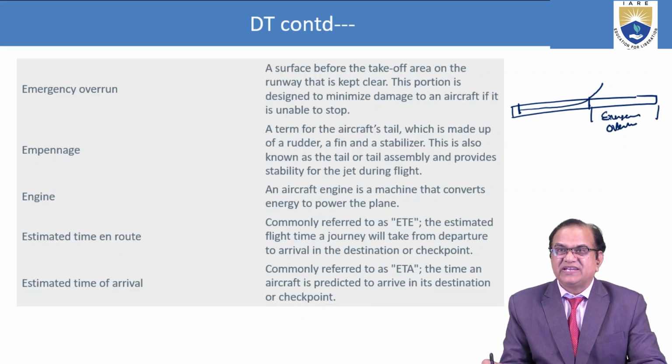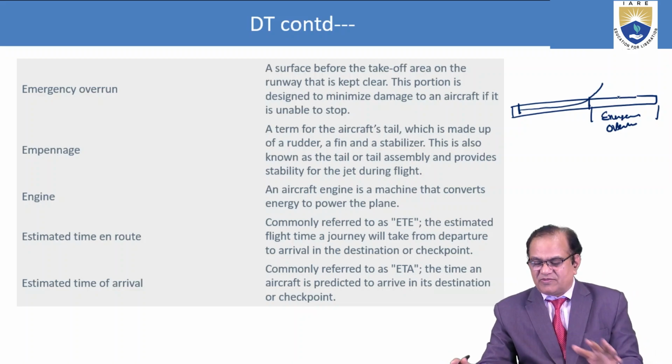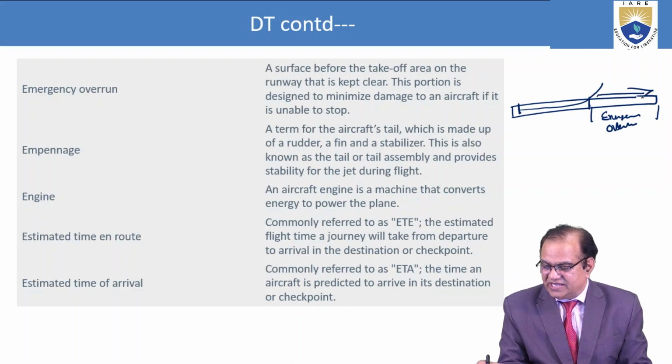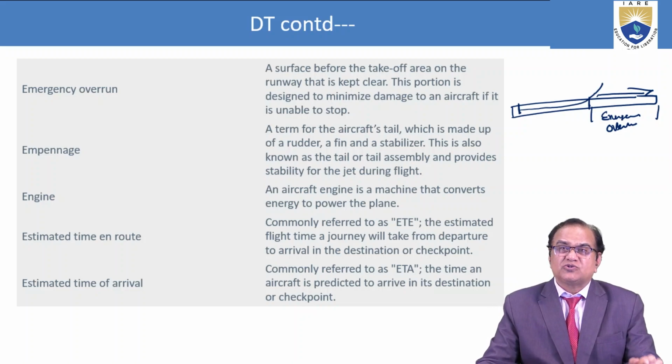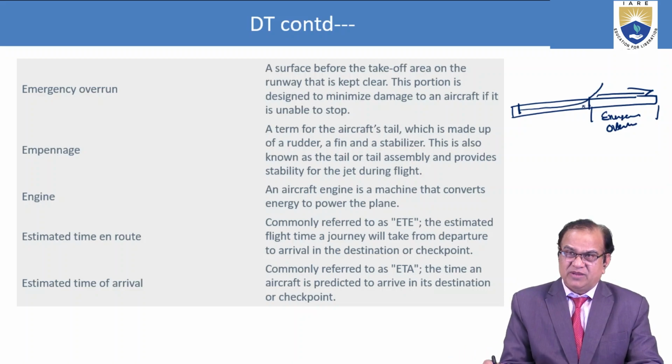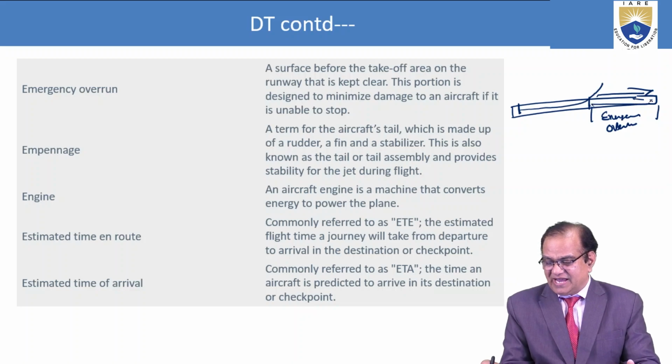Emergency overrun. In case an engine fails or something, the aircraft can run here and your safety can be minimized. It is the surface before the takeoff area on the runway that is kept clear. This portion is designed to minimize damage to an aircraft if it is unable to stop. So if it is not able to stop, it can run here.